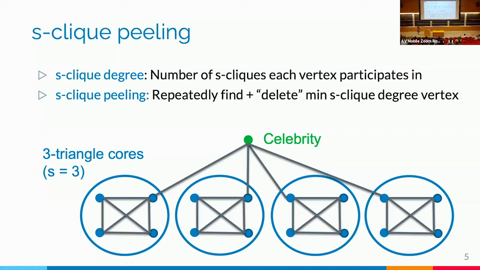In this example, we see that the green vertex is actually not contained within any 3-cliques, or triangles, but each of the blue vertices is contained within 3 triangles each. So in this peeling process, we would remove the green vertex first, and what we're left with are the clusters that we want to find, where every vertex is contained within exactly 3 triangles each. So these are the 3-triangle cores.